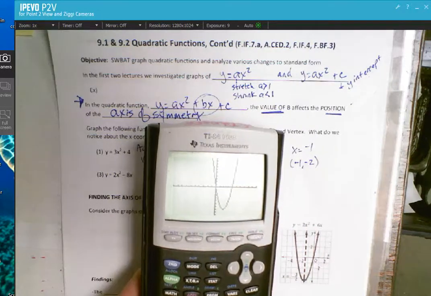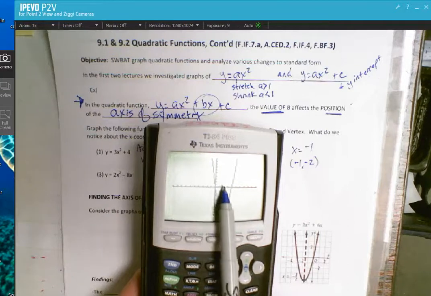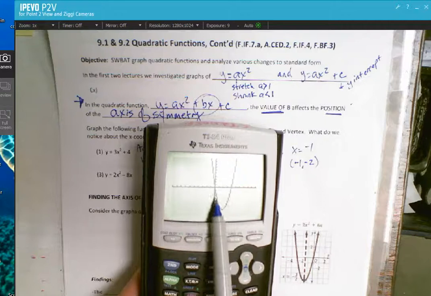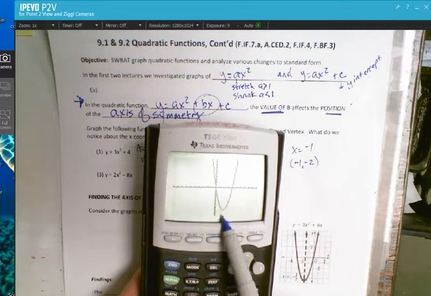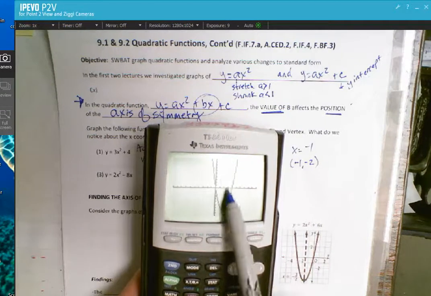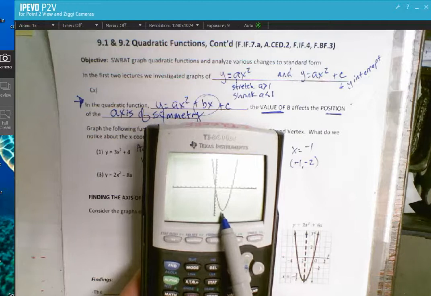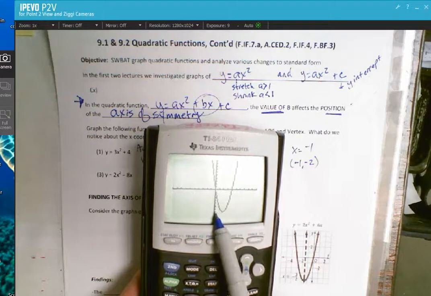And it shifted my axis of symmetry to the right. You can see my axis of symmetry goes through the middle here. And my vertex then is also, the x term is on my vertex, so it's at 2. And then we'd have to count down to see how far down it went, and that's at negative 8.